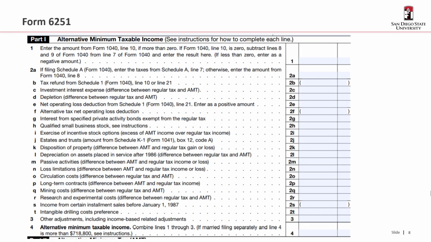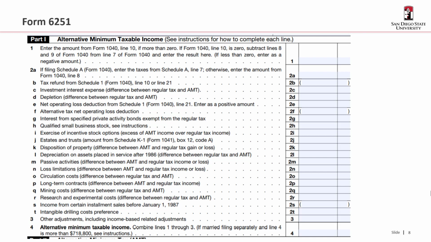Form 6251 is what you use to compute your alternative minimum tax. If you look, it says, enter the amount from Form 1040, line 10. Recall that that is the income prior to the standard deduction.